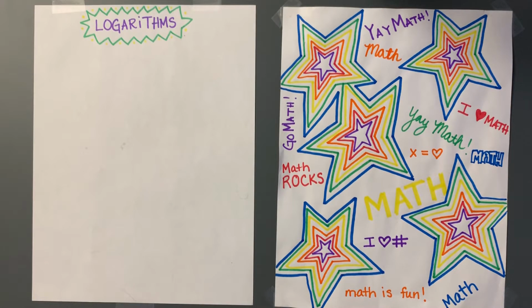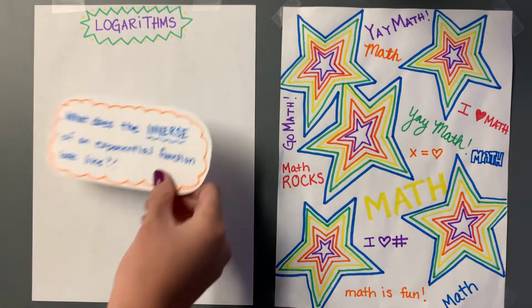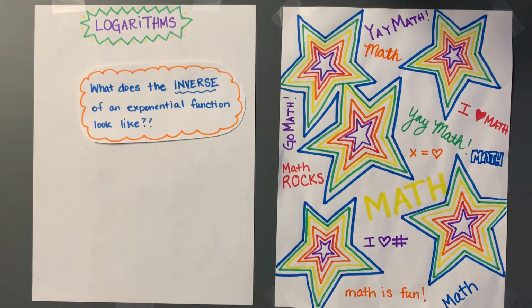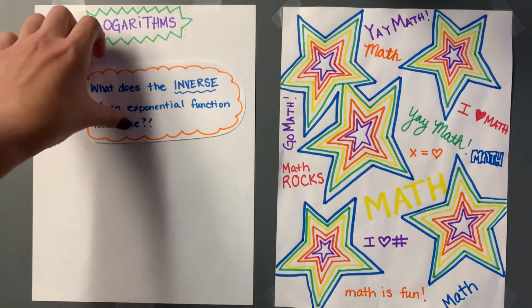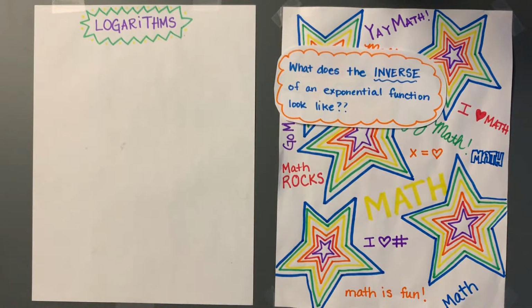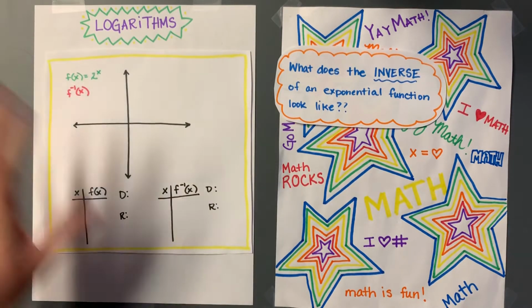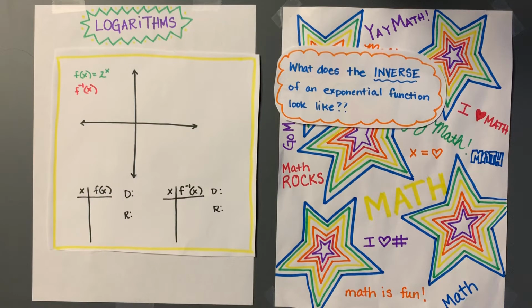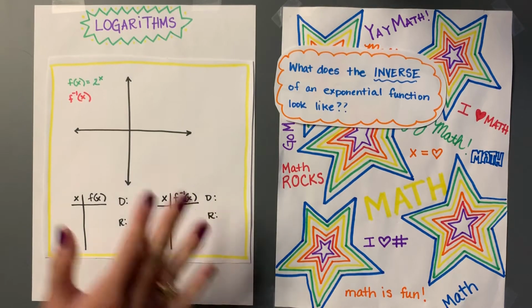So when we think about logarithms, this is a completely new thing that we haven't done so far. We're really going to start by asking this question: what does the inverse of an exponential function look like? And we're going to progress to what is the inverse of an exponential function. So starting with this question, I'm going to do this graphically and work through properties of inverses.